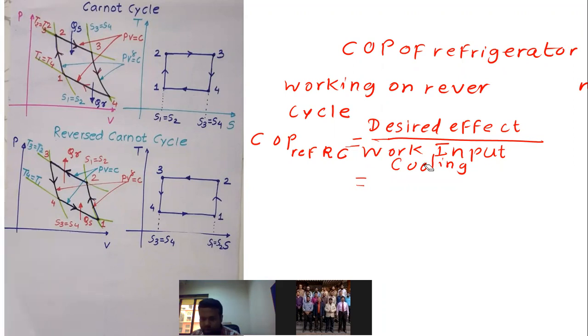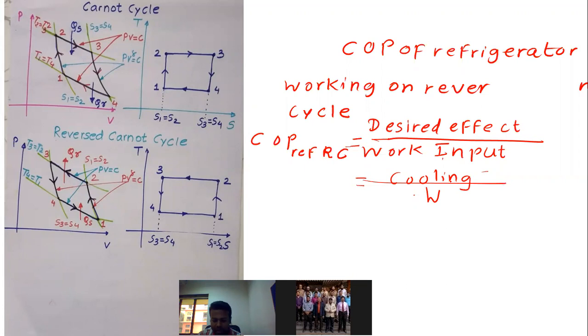In case of a refrigerator, we want cooling. So I'll write down that desired effect. I want cooling in a refrigerator, divided by work input. Work input obviously I will supply in the form of work. So the desired effect, cooling, divided by work input, which is W, right?